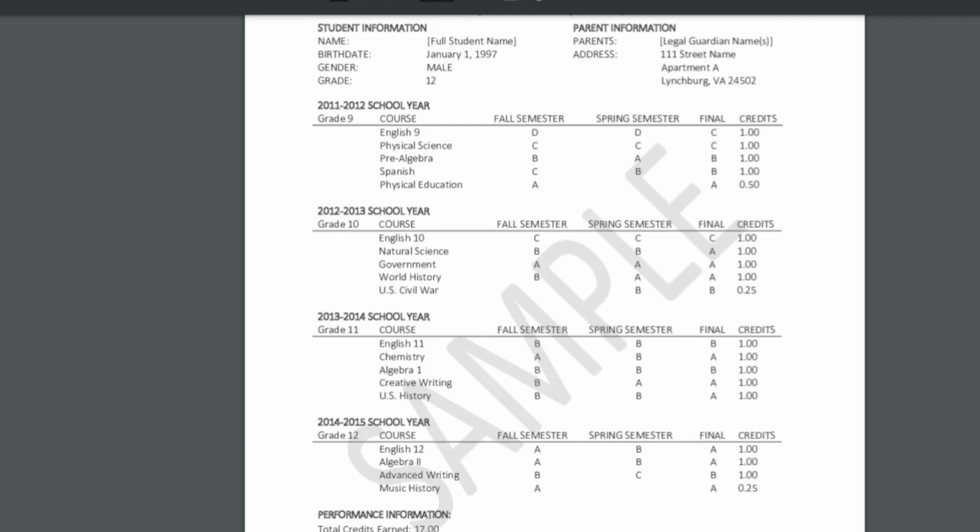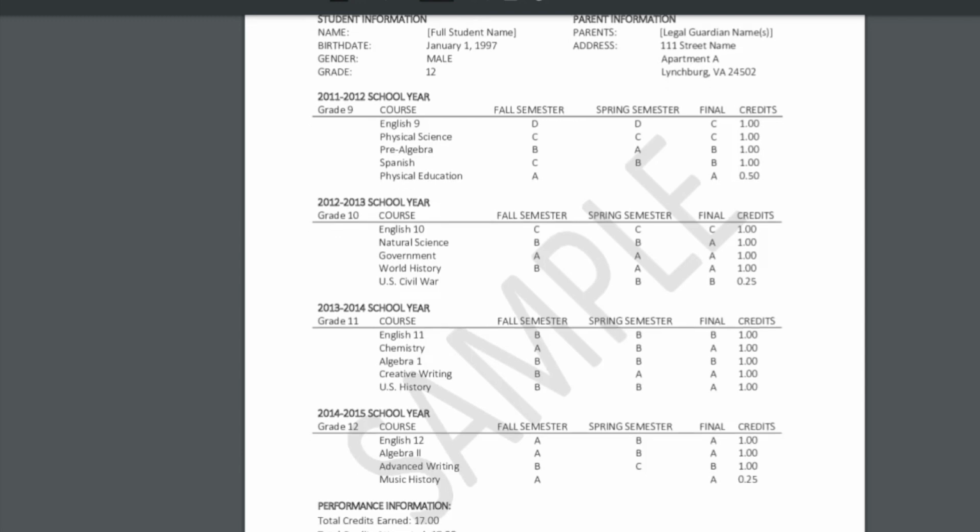And then you're going to give how many credits. So if they took a full year of English, then they got a half a credit in the fall, a half a credit in spring, which gave them a full credit. Again, like right here, physical education was only in the fall, so they only got a half a credit. Okay, so this is a good example.